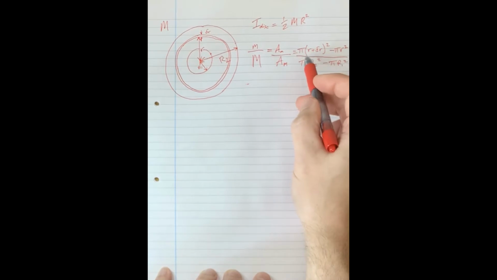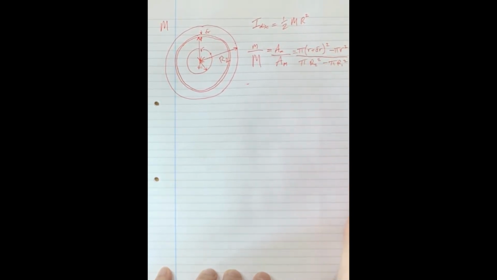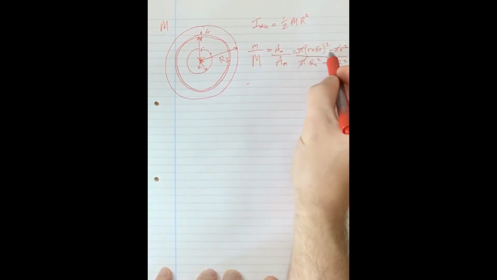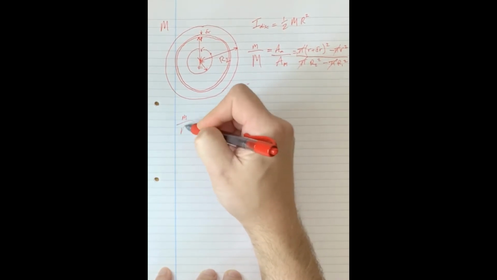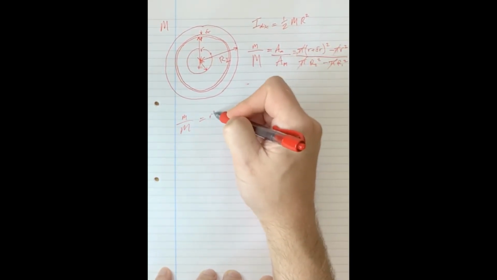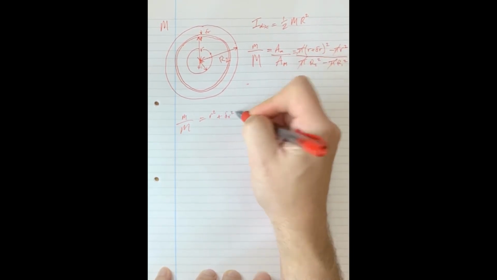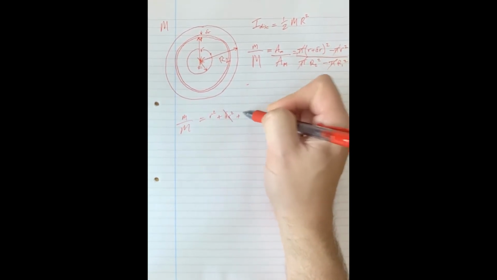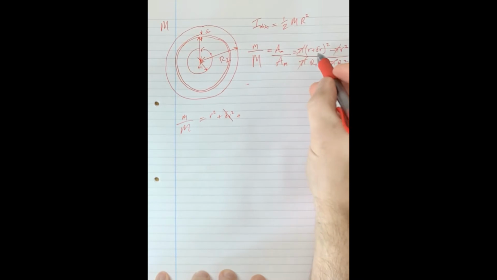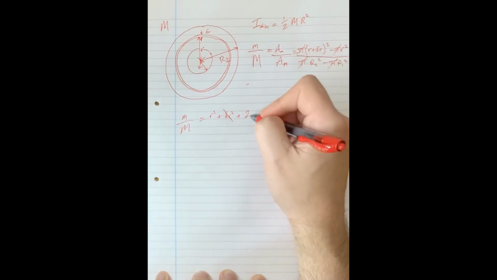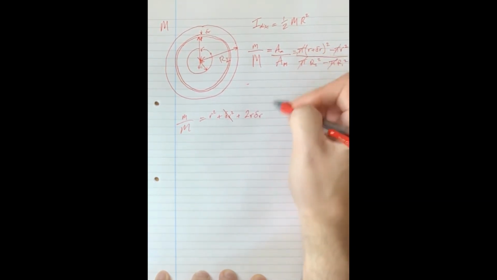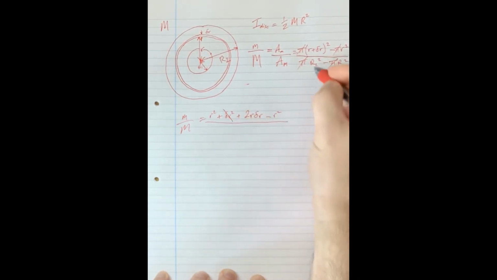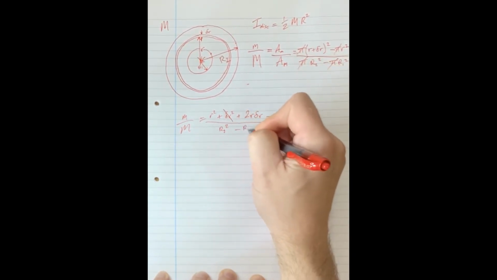Right, I can expand these brackets, cancel some terms, make this look a lot simpler. So pi cancels. I'm going to expand this, so this is going to equal r squared plus delta r squared, and we've talked about a very small delta r. Squaring that is going to become even smaller, to the point where we're going to neglect it. We're going to suggest it's 0, and then we should have 2, so r times delta r, and another r times delta r is 2r delta r, and then we're going to take away r squared, so that's on the top, and on the bottom it's just r2 squared minus r1 squared.